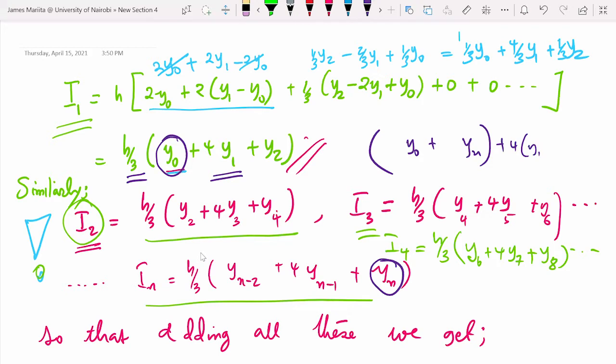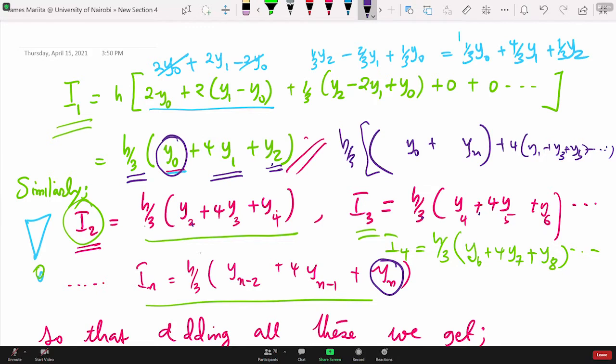Then there is y0 plus yn. Then for the 4 times, there is 4 times y1, 4 times y3. So this is y1 plus y3 plus y5 plus, and so on. Then again, when we come to y2, you see this is h over 3 y2. Then there is also an h over 3 y2 here for I2. Then again, there is h over 3. Okay, now this one goes to y4. So if you go to the fourth I, there is going to be another y4.